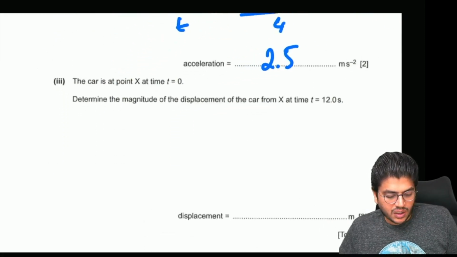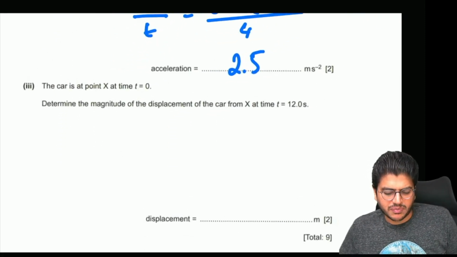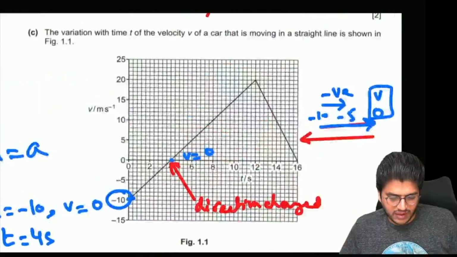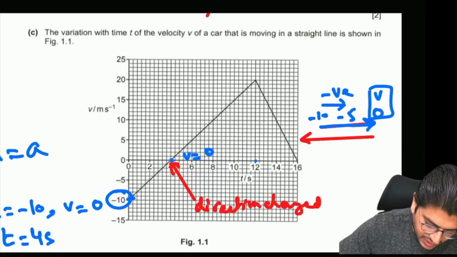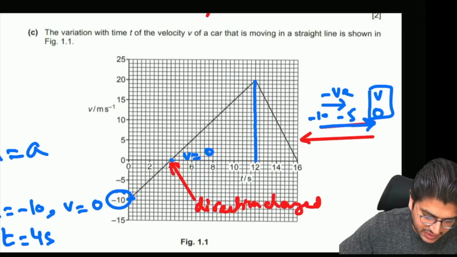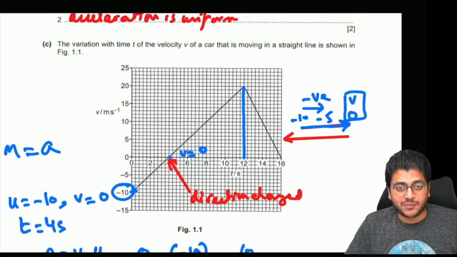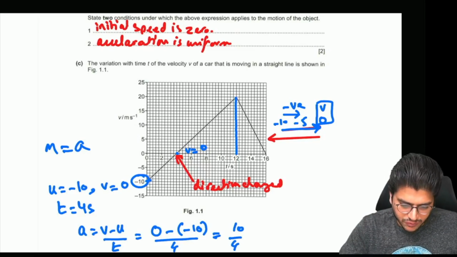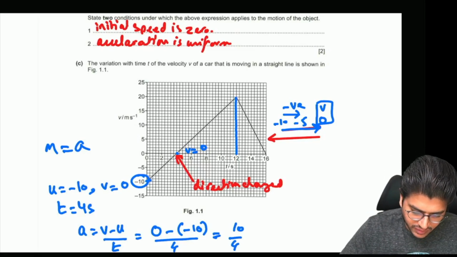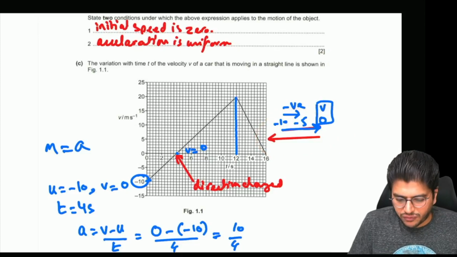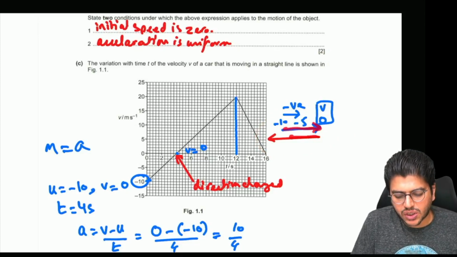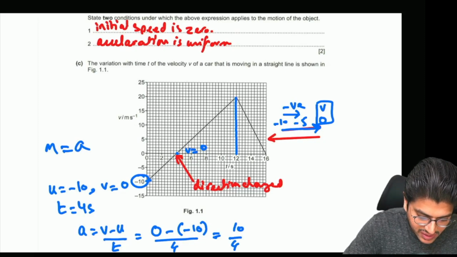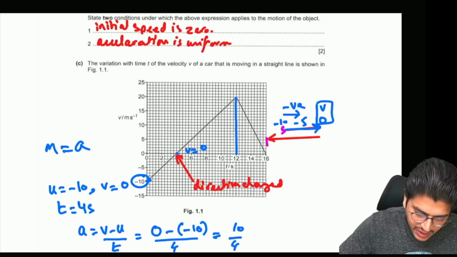Now, the car is at point X at t equals 0. Determine the magnitude of the displacement of the car at t equals 12 seconds. If you go back, t equals 12 seconds is this point, and they're asking you for the displacement. Displacement is the shortest distance between the start and the end point. So if you look at the example that I gave you over here, first you were moving right, then you start moving left. What is your displacement? Displacement is the shortest distance between your start point and your end point.